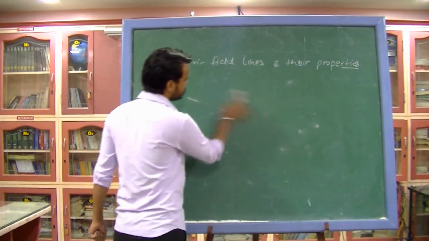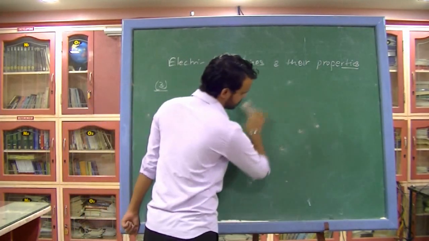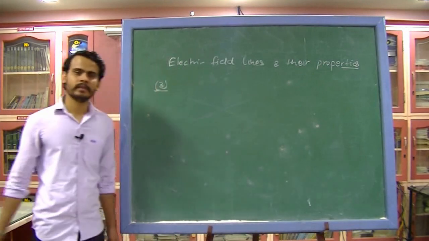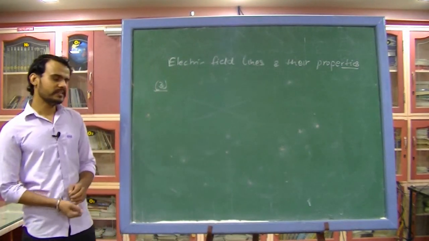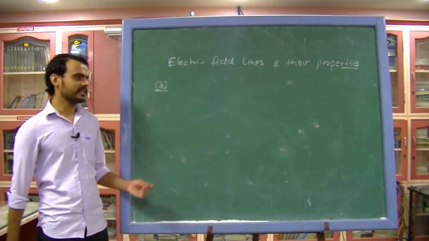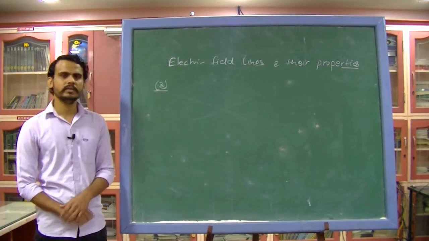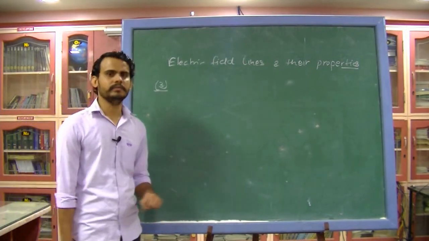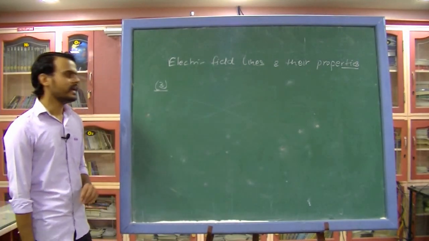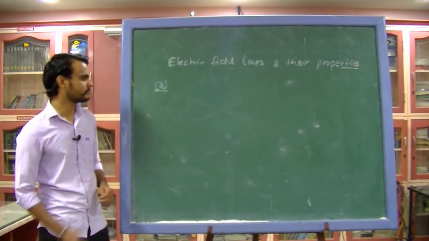So first property of electric field lines was electric field lines originate from the positive charge and terminate on the negative charge. Second property was electric field lines also give you the direction of the force, so you call them electric lines of force. Third property is two electric field lines never intersect each other, because if they intersect at a point, they will have two directions, which is not possible.